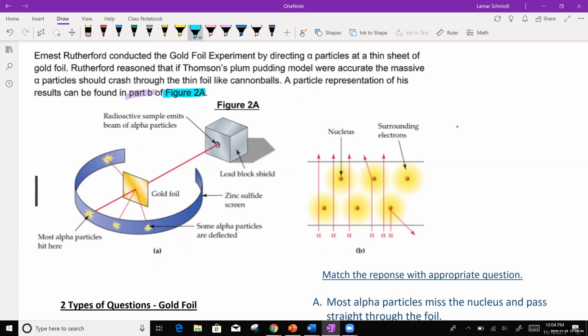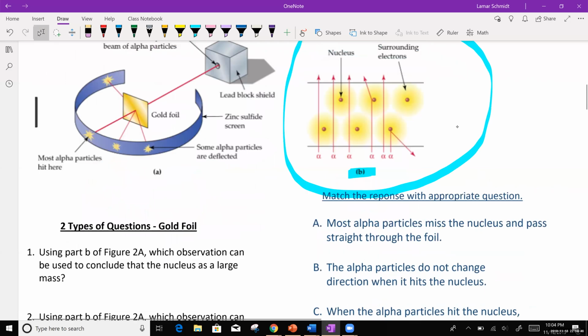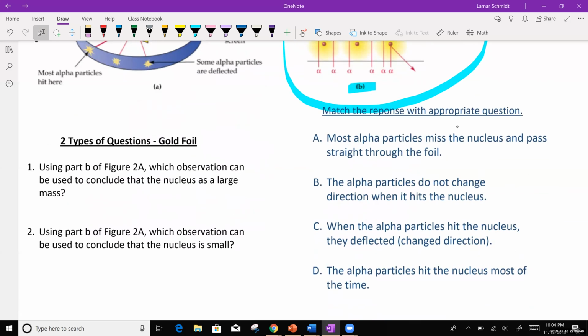So here is Part B. So this is what we're going to be looking at. So I have some questions here. I want you to answer these questions, and I'm going to give you some time to do that.